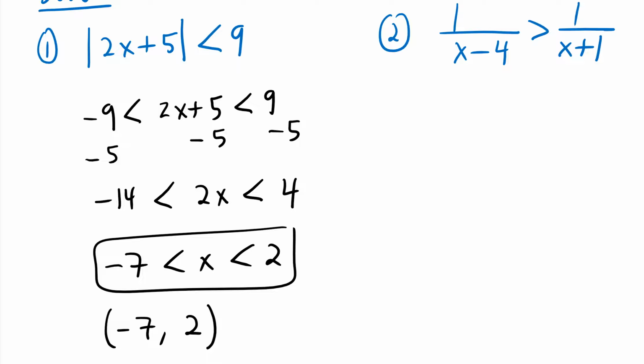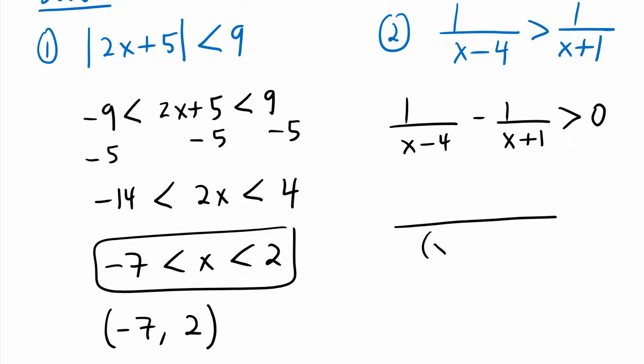Now to solve the next inequality, we first subtract 1 over x plus 1 from both sides. We cannot cross multiply, we cannot multiply by anything. Then the common denominator here is x minus 4 times x plus 1. Do not cross multiply. So here we need x plus 1. We do the same thing on the top. We need x minus 4. We do the same thing on the bottom.